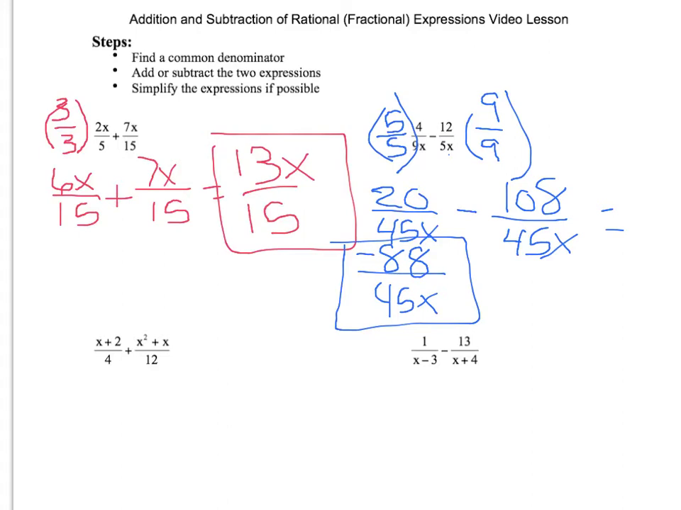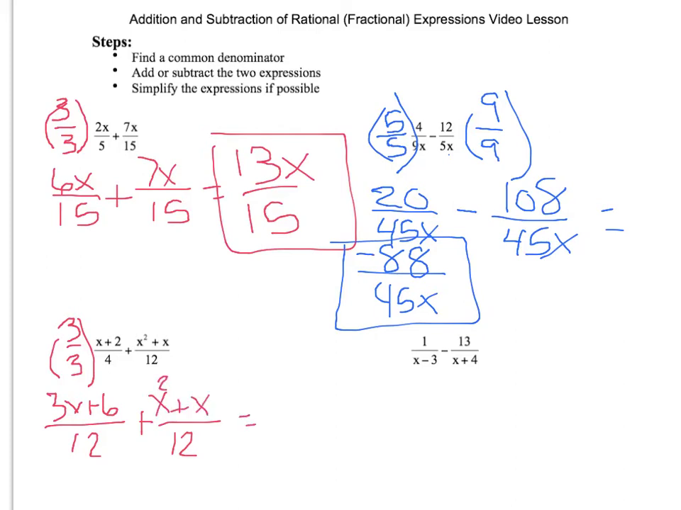Next piece, common denominator between 4 and 12 is a 12. So the first one I need to multiply by 3. When I multiply by 3, I have to remember to distribute into both the x and the 2, so it'll become 3x plus 6 over 12. Plus, the second one is already common, so I'm not going to change it. I'm just going to rewrite it.